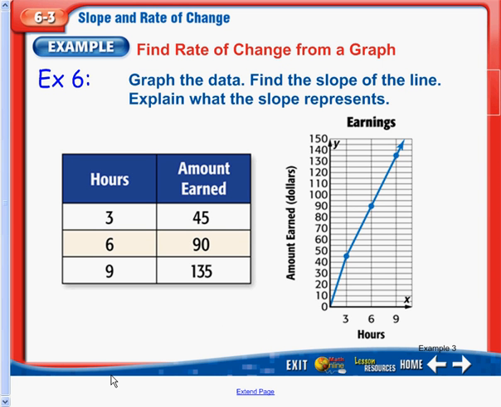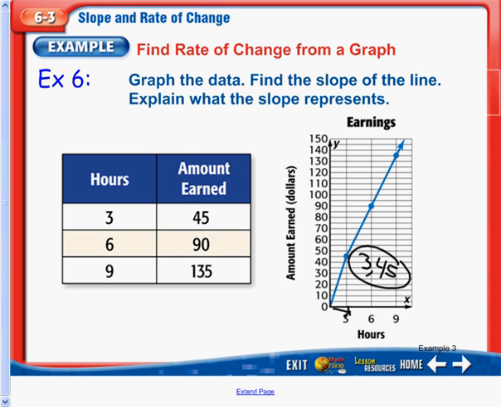Example 6 here says to graph the data, find the slope of the line, and explain what the slope represents. So, as you know, we kind of already have the graph here right on our right. It says 3 hours, and the amount earned is $45. So at this point here, we would normally find a graph on our paper, or we'd probably make an adjustment because I don't think most people have 45 lines on there, but we have (3, 45) as the point. So we can tell we went 3 over, 45 up.